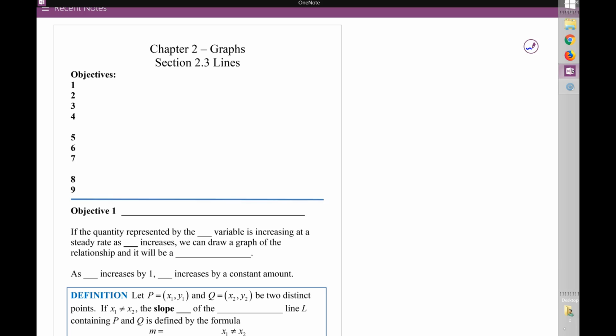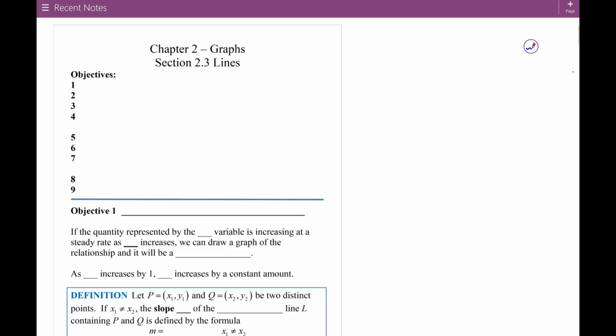Section 2.3 is in Chapter 2 on graphs, and it's regarding lines. So hopefully this will be a lot of review for you, so we're going to go pretty quickly through it. It has a bunch of objectives, but they're all small.